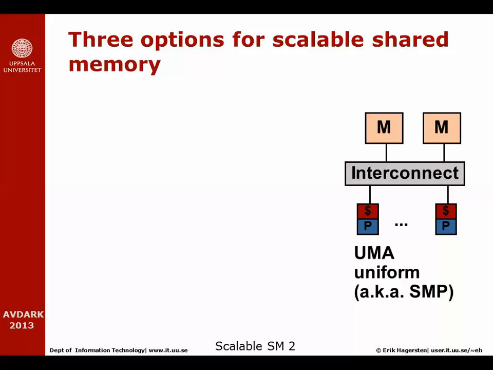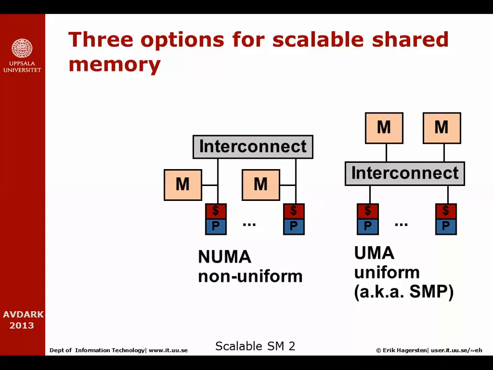Either you can have a uniform memory architecture, or UMA for short, sometimes also referred to as symmetrical multiprocessor, SMP. That's the kind of system we've been looking at so far, where we have processors and caches on one end of the system interconnected by some kind of interconnect to the memories. And the symmetric property here is that the access time from any processor to any part of that memory is uniform. So it doesn't really depend on which part of the memory a specific processor is accessing.